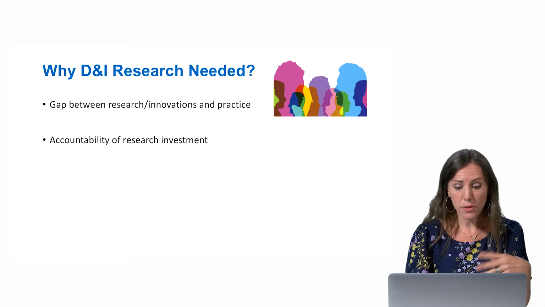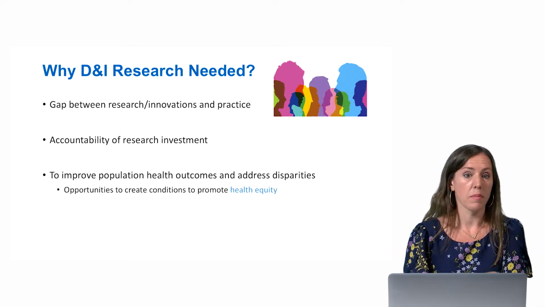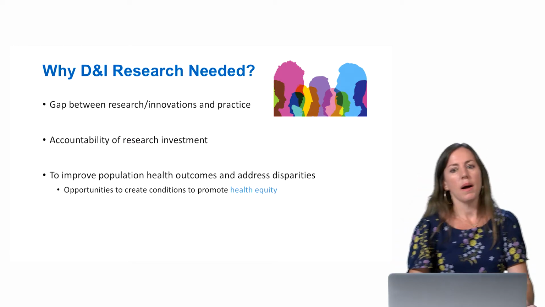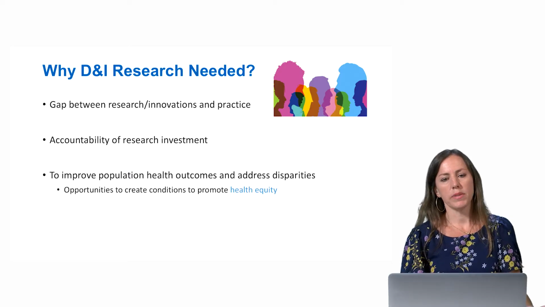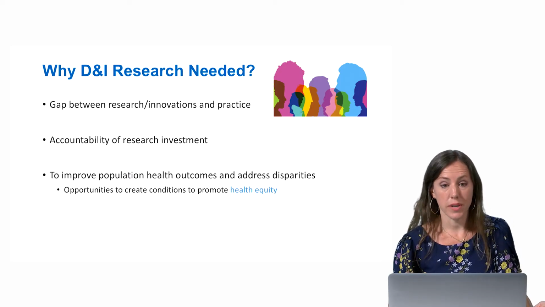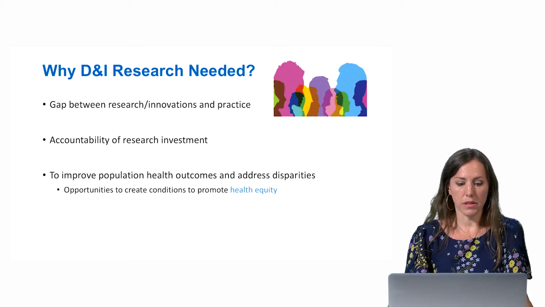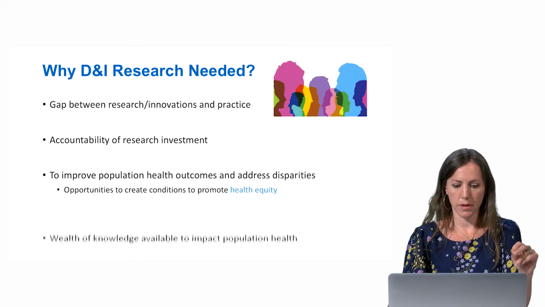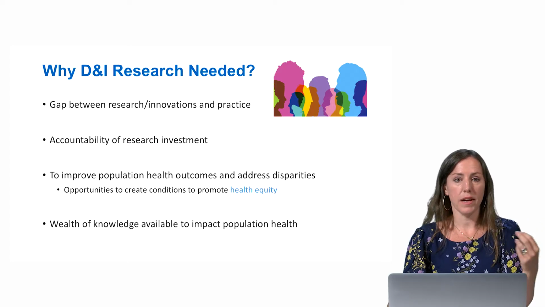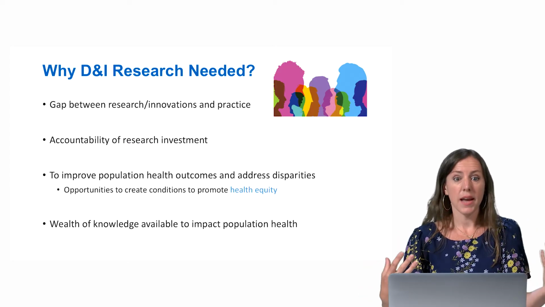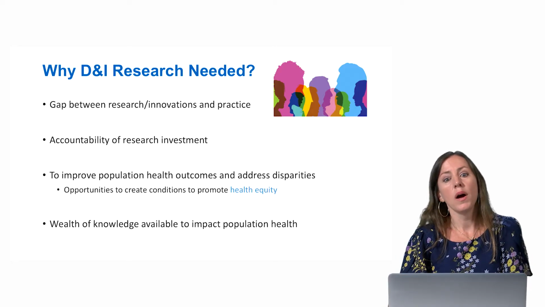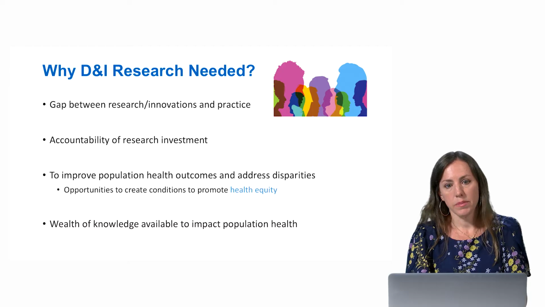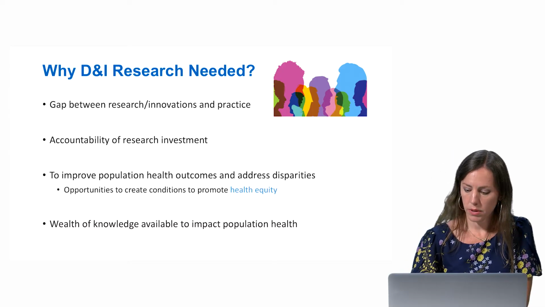We're still seeing huge health disparities globally, domestically, and at the local neighborhood level. So what can we do? How can we use implementation science to start to think about addressing this? And I think, again, there's a lot of opportunities to create conditions to promote health equity through this work. We have a wealth of knowledge, both from community partners and researchers, and thinking about how we work together to impact population health and address this implementation gap is a really important opportunity.